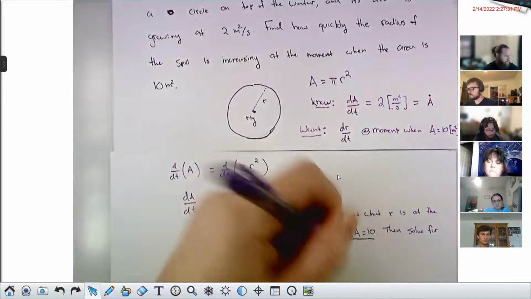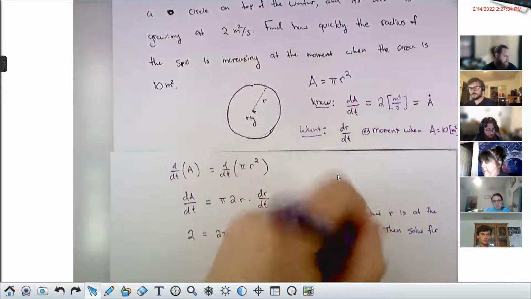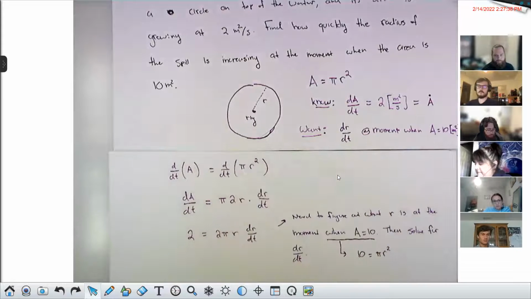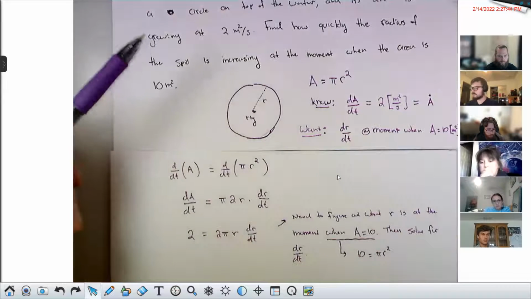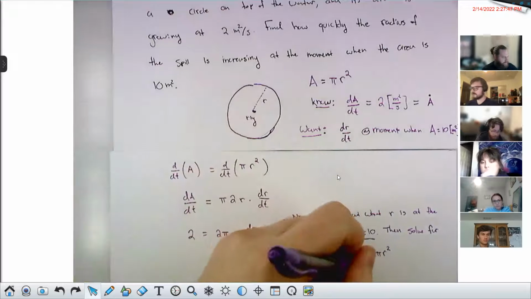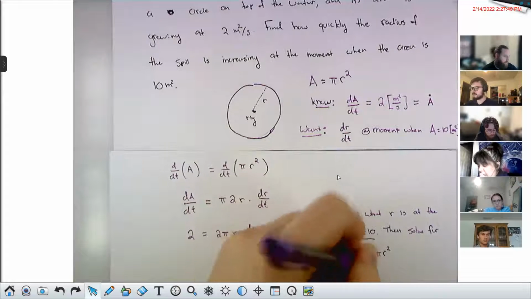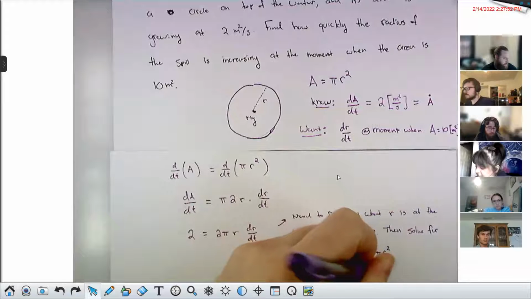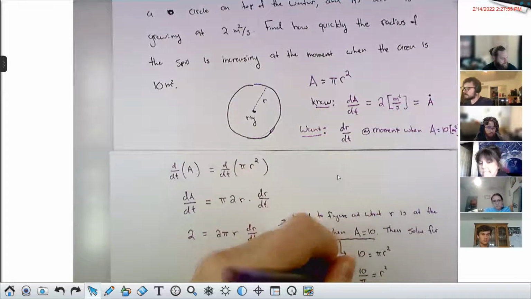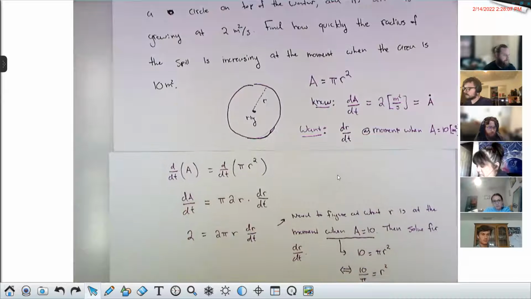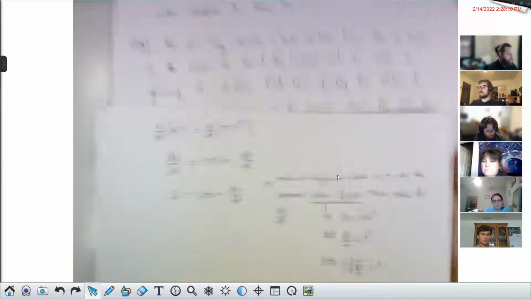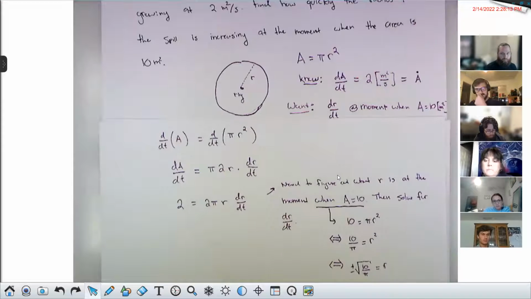So when A equals 10, we have 10 equals pi r squared, because A is always pi r squared for a circle. Divide both sides by pi. 10 over pi equals r squared. And then take square roots. You get plus and minus the square root of 10 over pi equals r. I'll move this up here. How about that?